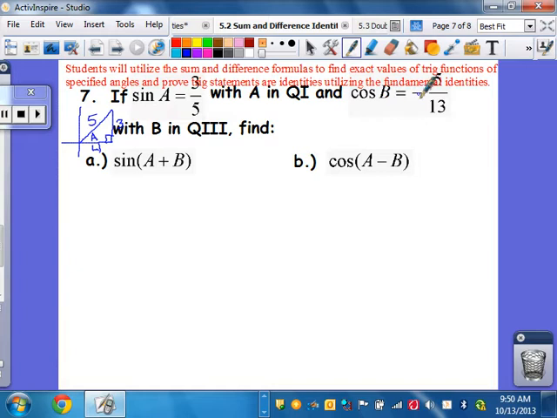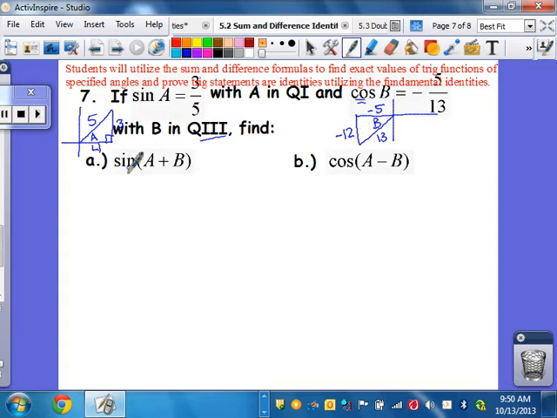My B is -5/13 in the third quadrant. So third quadrant, B, -5/13 because it's cosine. Okay, and then what does that make this one? Hopefully you recognize 5, 12, 13, and the 12 is down. That's why it's -12. Okay, so I like giving me these visuals to help me on these problems.